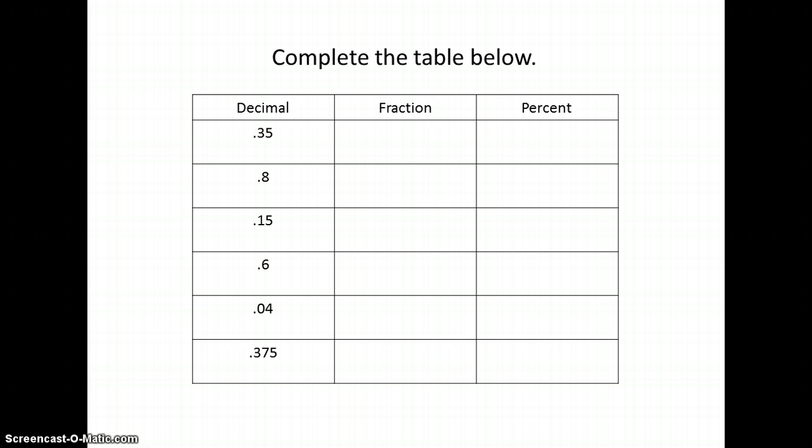Now look at the table. If I wanted to complete this table by turning 35 hundredths into a fraction, I would write it as 35/100, and the percent is then 35%, because I have my fraction with a denominator of 100. Go ahead and pause the video and complete the table. However, this video is not done. When you finish completing the table in your notebooks, hit continue the video because there is more to watch.